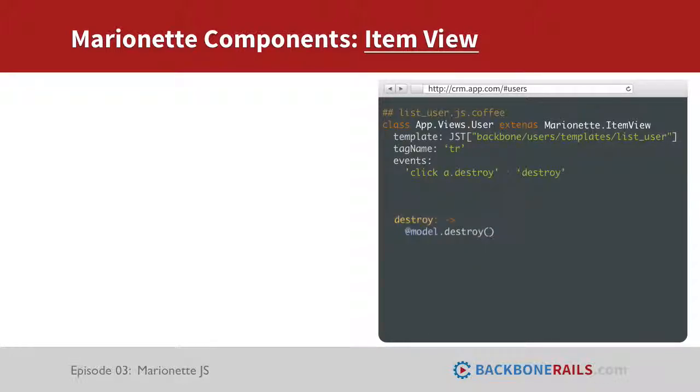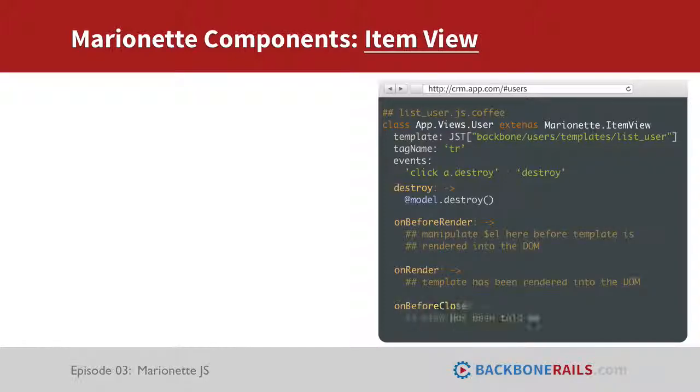Like our composite view, item views emit events throughout their lifecycle as well. This gives us a convenient way of implementing some type of behavior as the view comes into existence and then eventually closes. So here are the most common events you'll be working with.